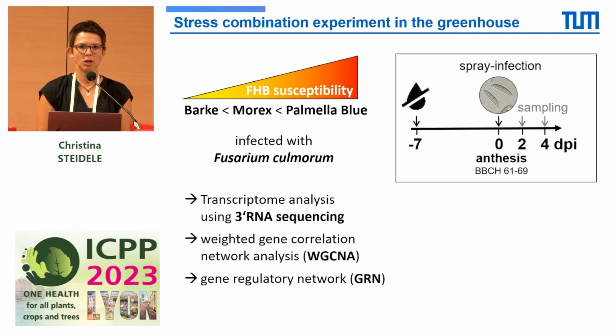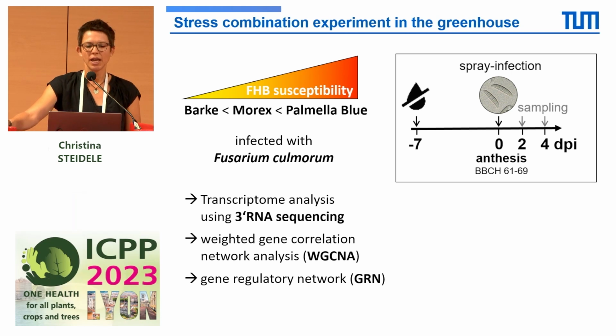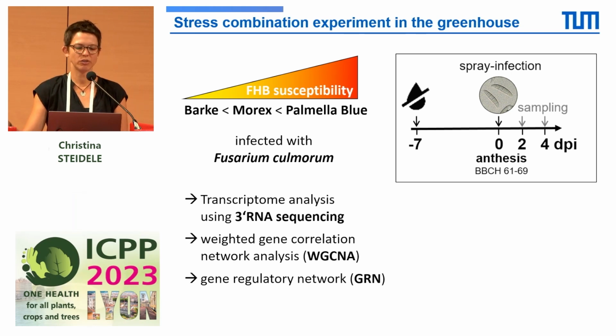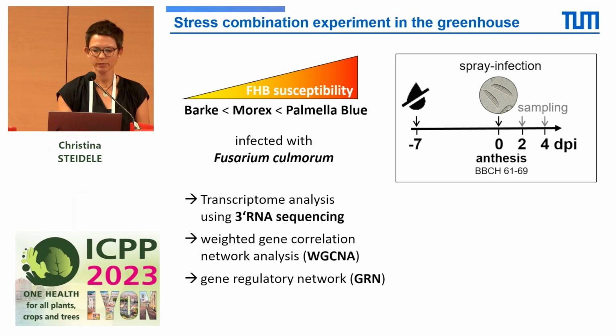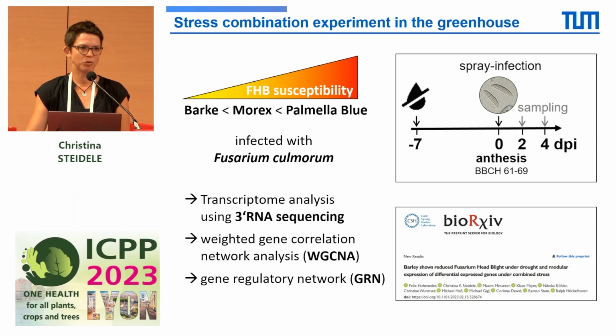For our transcriptomic analysis, we performed 3' RNA sequencing, which is way cheaper than conventional sequencing, but is sufficient for our questions. Then to analyze this huge data set, we performed weighted gene correlation network analysis, and in the end also calculated a gene regulatory network. Most of the results that I'm presenting today are already available on bioRxiv, and hopefully very soon will also be published.